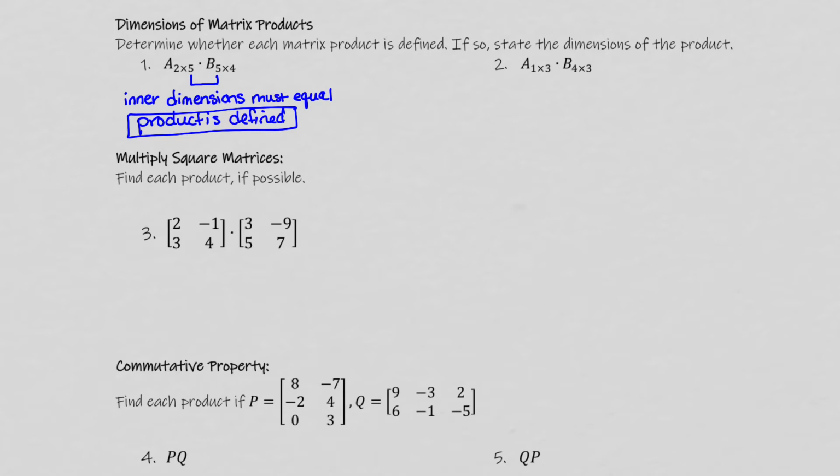The directions say, if so, state the dimensions of the product. Well, first you check those inner dimensions. They're the same. So if they are the same, then you just take the outer dimensions, and that is your product. So you'll end up with the dimensions in your answer of a 2x4 matrix.